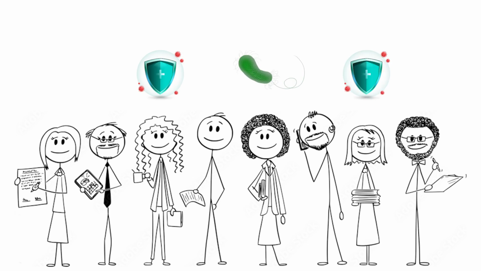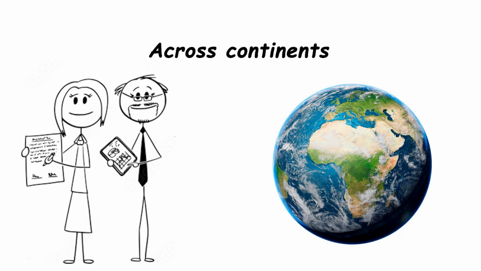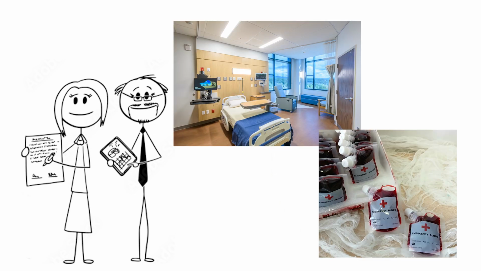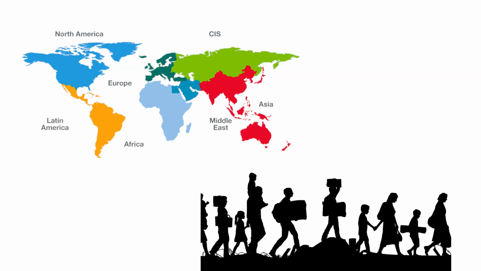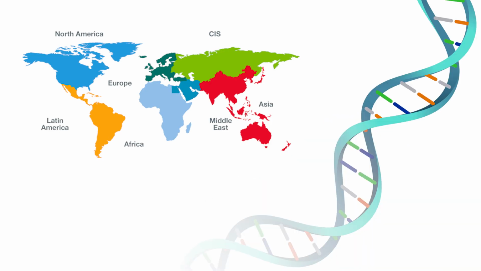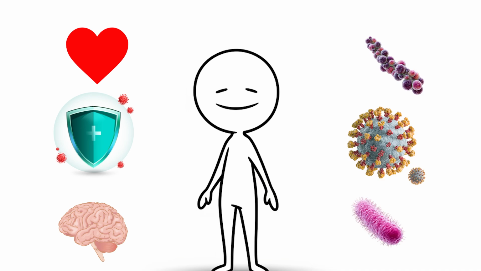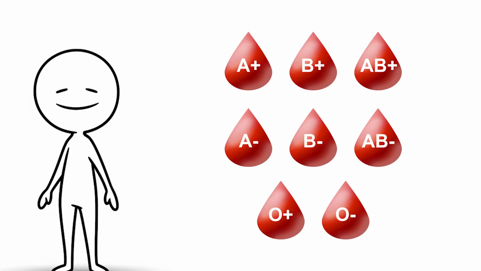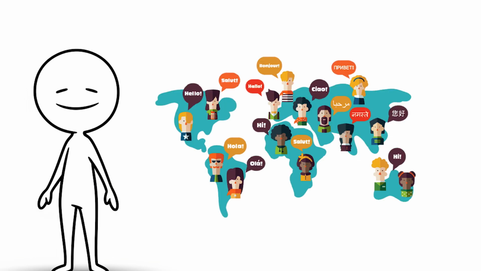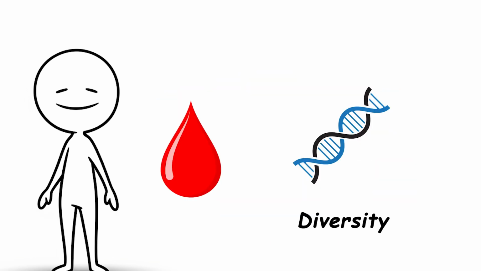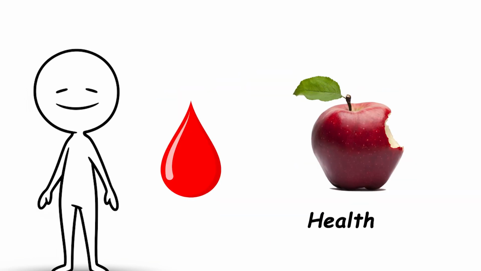They shape how we resist disease, thrive across continents, and survive emergencies. Their frequencies reflect migration, environment, and inheritance, revealing both the strengths and vulnerabilities hidden within our biology. Understanding these hidden advantages of blood type gives an unprecedented look at human diversity, survival, and everyday health.